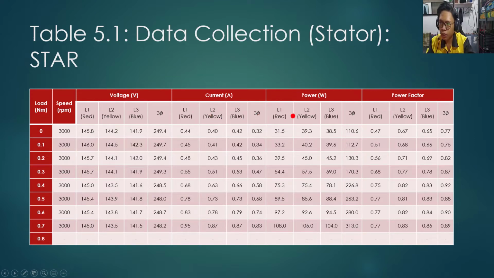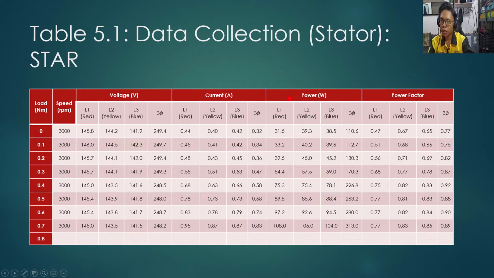For the power, we can see that it also increases from the red phase, from 331.5 watt to 108 watt. This is all due to the load increasing from 0 to 0.7. And for the power factor, at the red line, yellow line, blue line, and 3-phase line, the value also increases. For example, at the red line it goes from 0.47 to 0.77 as the load increases.